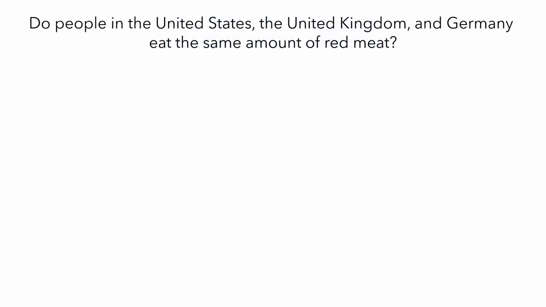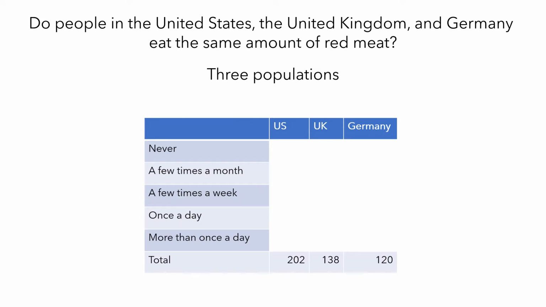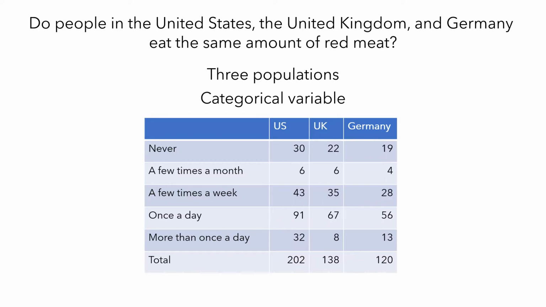First, researchers wondered whether people in the US, the UK, and Germany eat the same amount of red meat. So they wanted to compare three populations. They surveyed 202 people from the US, 138 from the UK, and 120 from Germany, and they asked them to describe the frequency at which they ate a serving of red meat. So this is a categorical variable, and they counted the responses in each category.